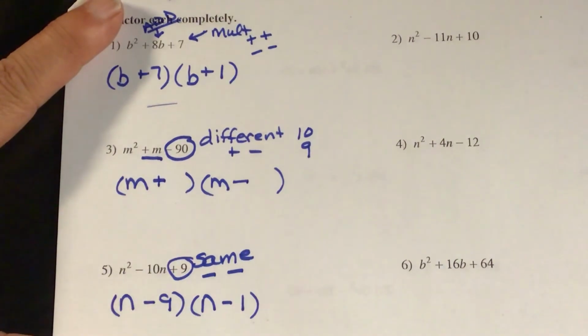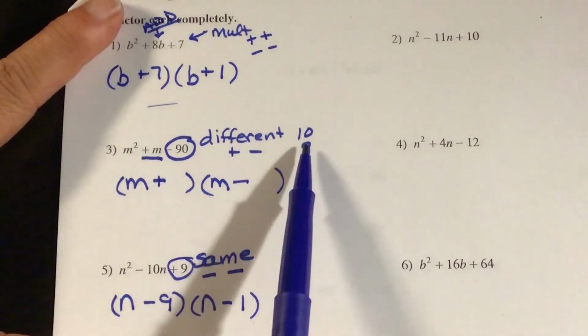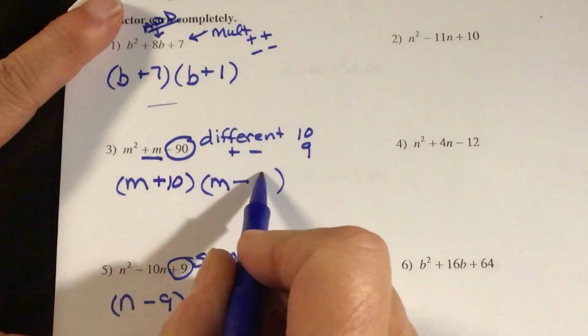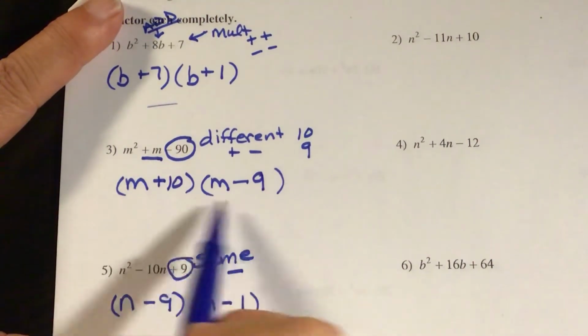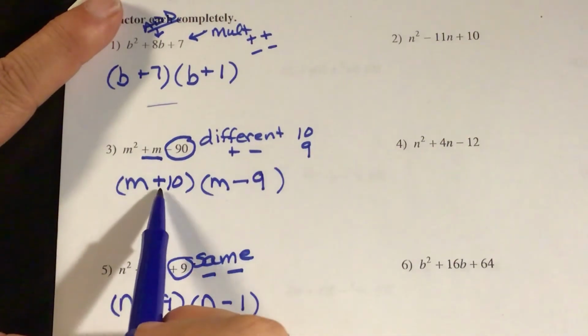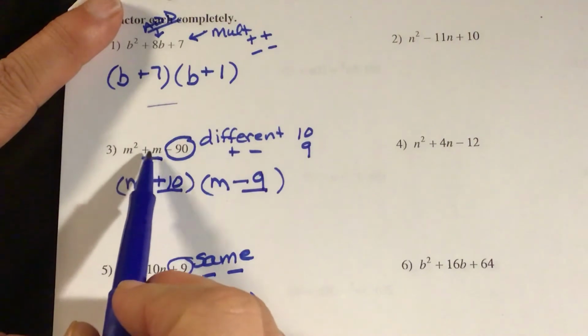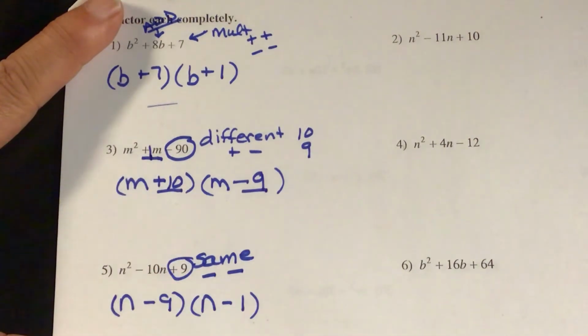So one's positive, one's negative. The bigger number is 10, and the smaller number is 9. So they subtract to be 1. But if I were to add positive 10 to negative 9, I get positive 1. And that's what I should have here.